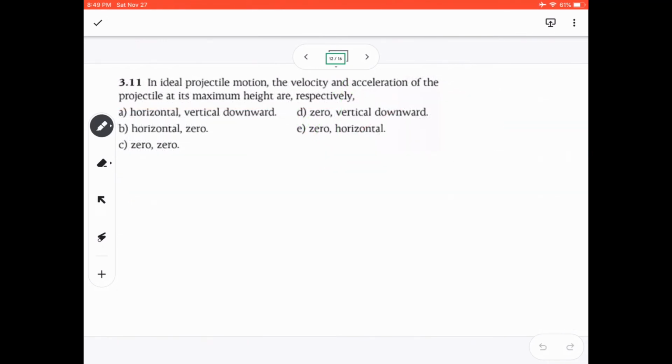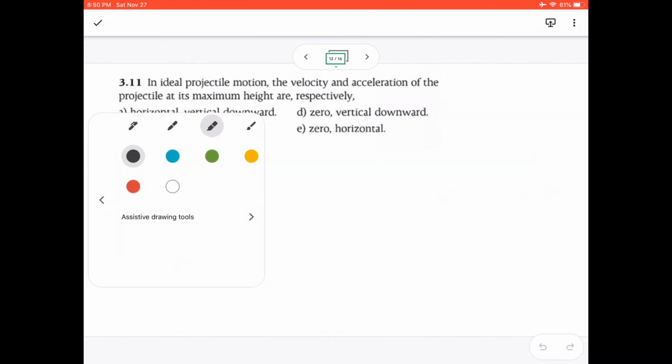Question 11. In ideal projectile motion, the velocity and acceleration of the projectile at its maximum height are respectively. Okay, so first we're going to analyze the vectors of projectiles launched at an angle, because this is what the question is all about.